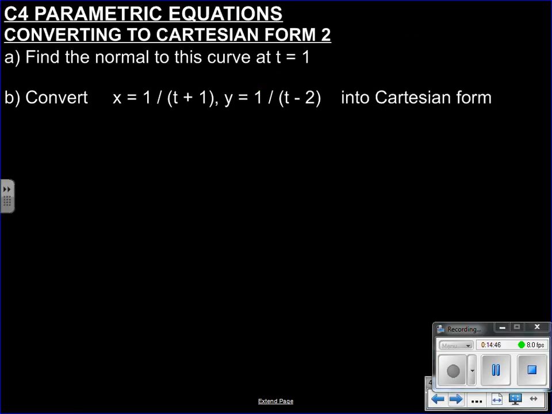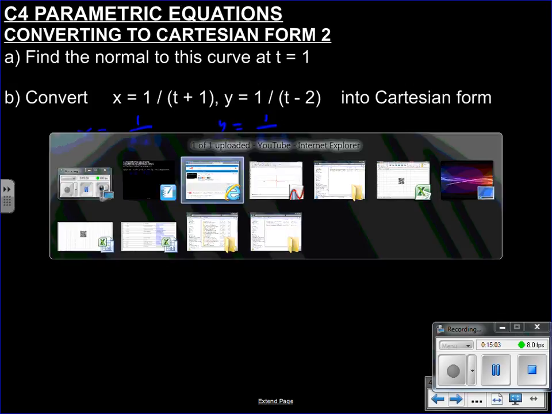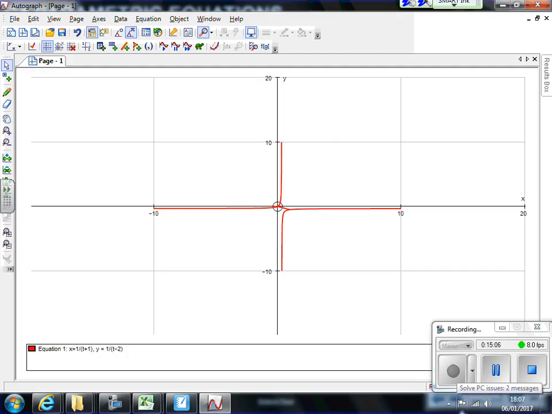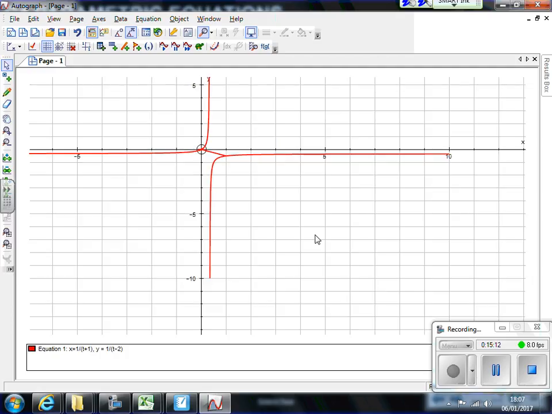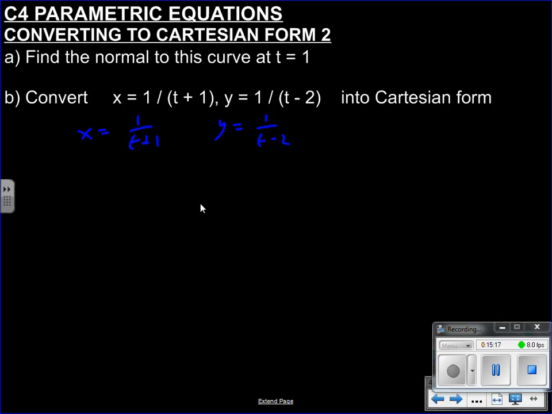Let's try another one. So I've got a curve here, x equals 1 over t plus 1, and y equals 1 over t take 2. What does that look like? Well, it looks like this. This kind of weird, I like to think of it as kind of a Spider-Man web or something, you know, go web go. This weird kind of skewed H. Really cool graph. Wouldn't want to describe that in Cartesian form necessarily, at the moment anyway, because it doesn't look very nice. So we're not going to.